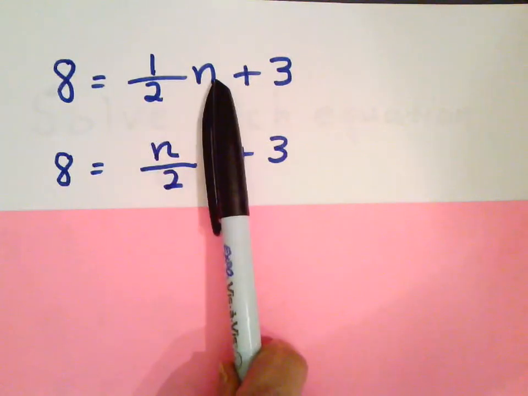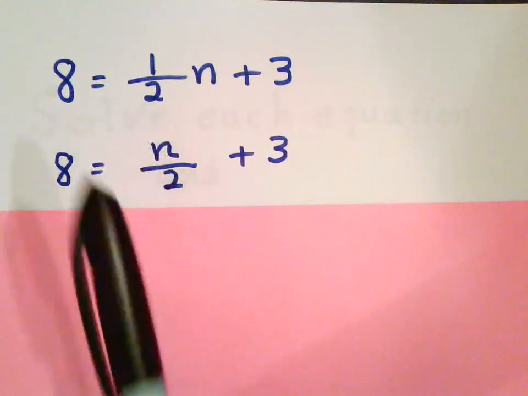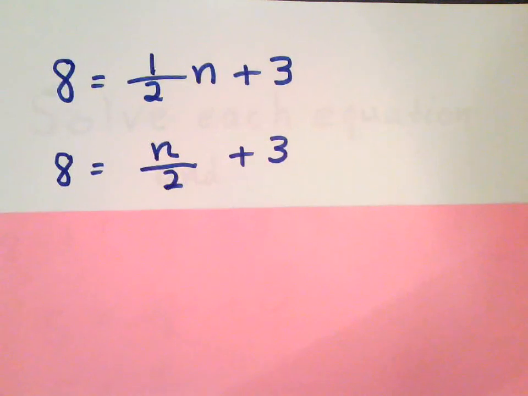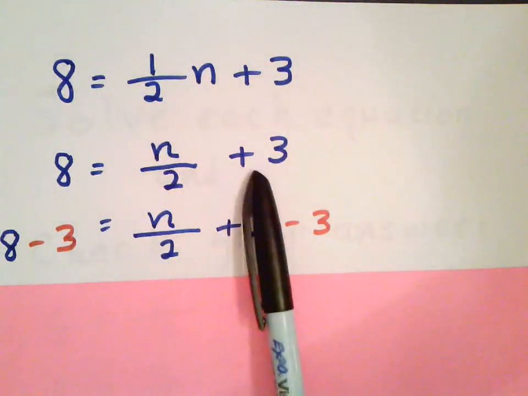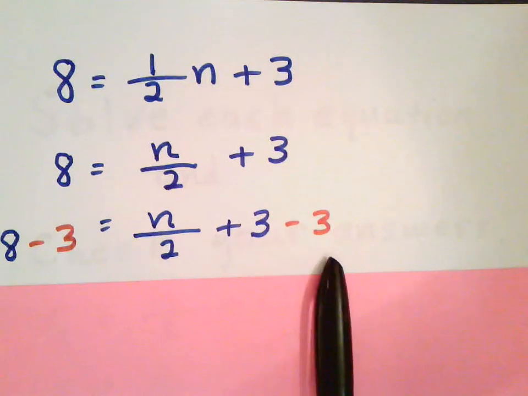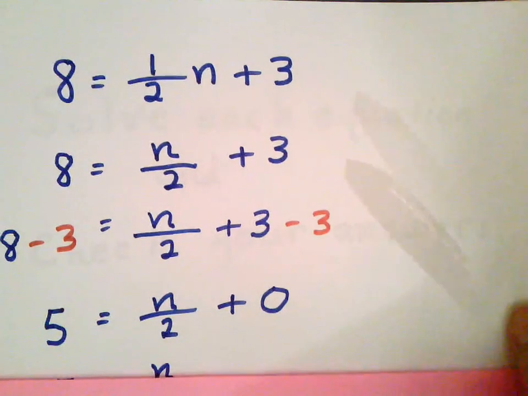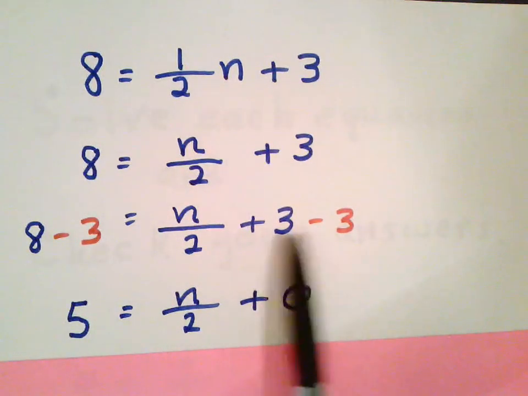1/2 times n is the same thing as n divided by 2. Multiplying by a half is the same thing as dividing by its reciprocal, which is 2. Remember, we have to get the variables on one side of the equation and the constants on the other. So I'm going to first of all undo adding 3 by subtracting 3 from each side. Eight minus 3, 5. 3 minus 3, 0.